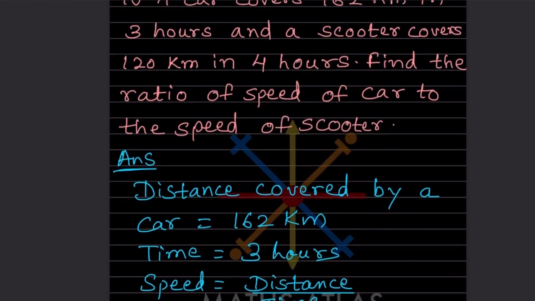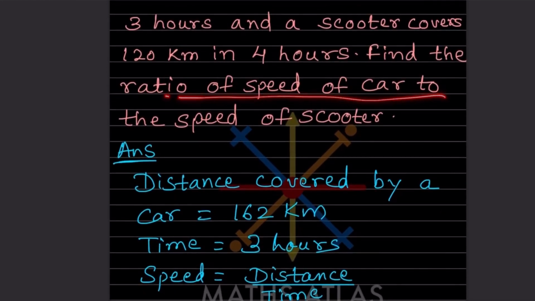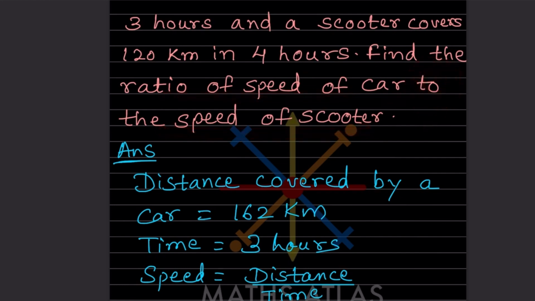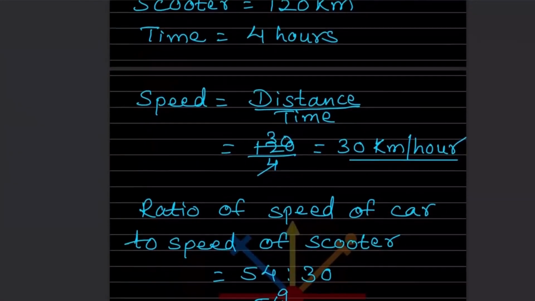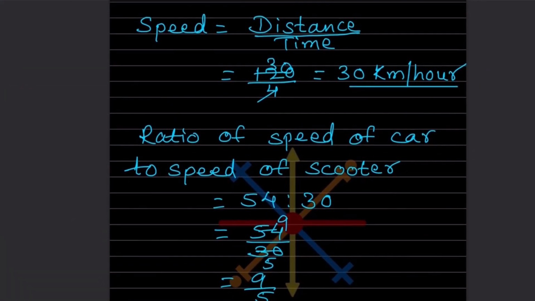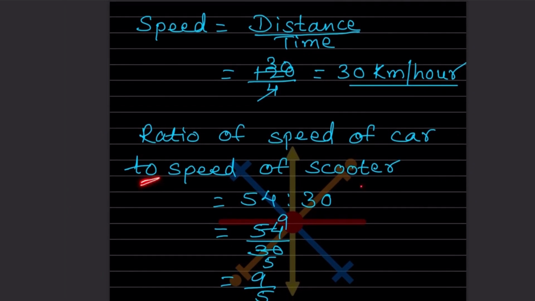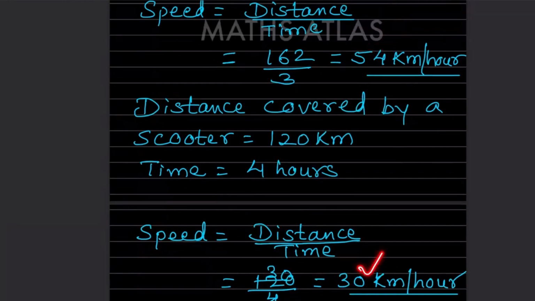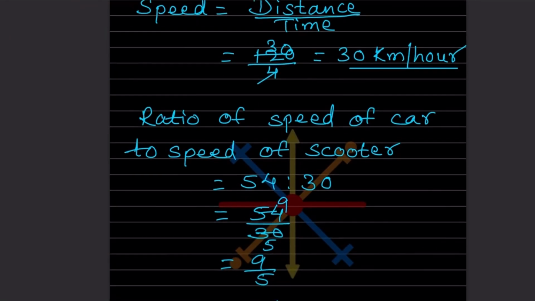So now what did they say here? Find the ratio of speed of car to the speed of scooter. The 'to' means, as we have studied in the video, that is the ratio. Okay, we use 'is to' for the ratio. So now the ratio of speed of car to speed of scooter. What did we get here? Here we got 54 is to 30.